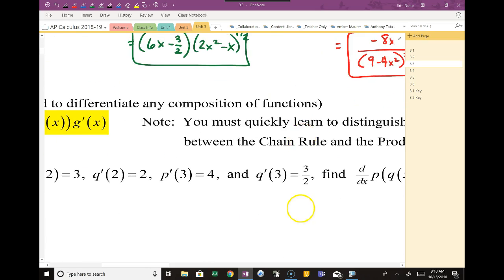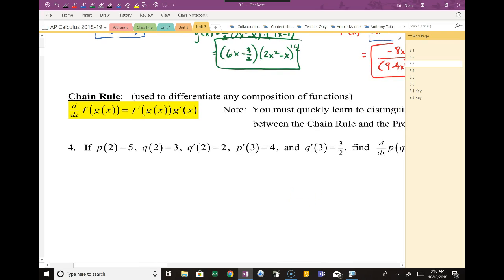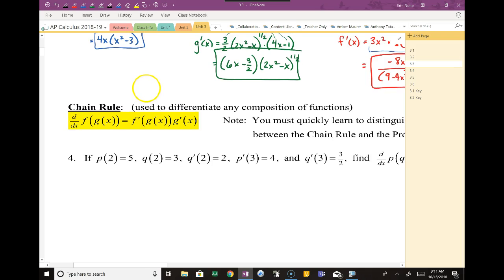All right, so the chain rule is basically the same as the general power rule. There is not really a difference. The chain rule is the idea of a composition. A composition is if I take a function and I plug it into another function.